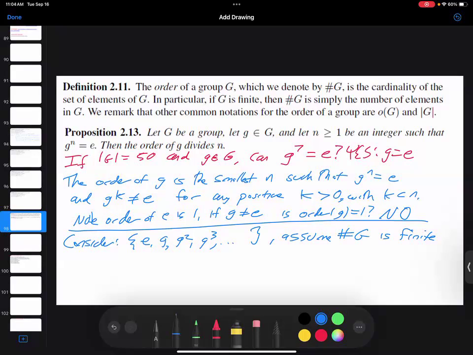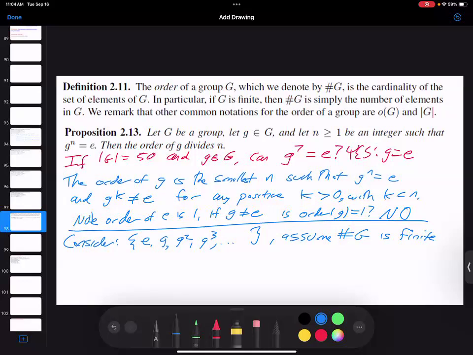So let's say G has 50 elements. Could we get 75 different elements by looking at powers of G? Where do powers of G live? They live in the group G. How many elements are there in the group G?